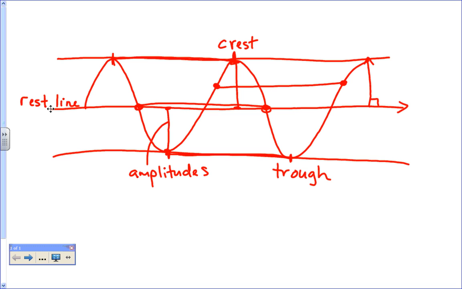The crest is the top. The bottom is the trough. So they are separate parts.